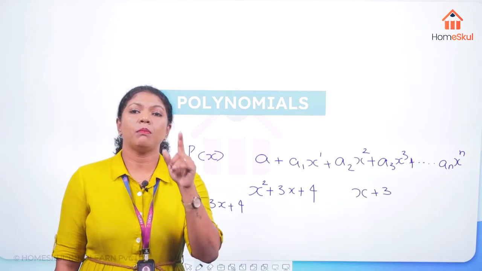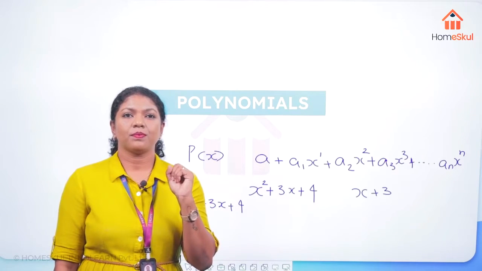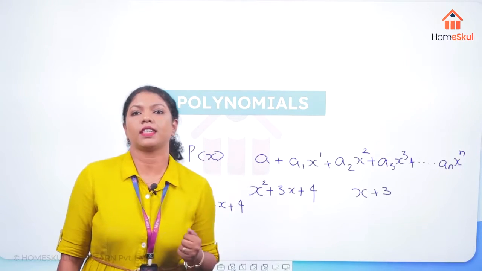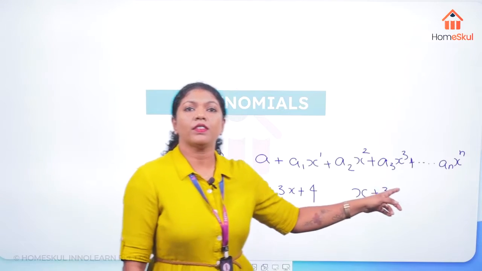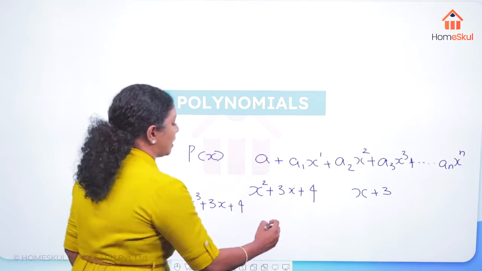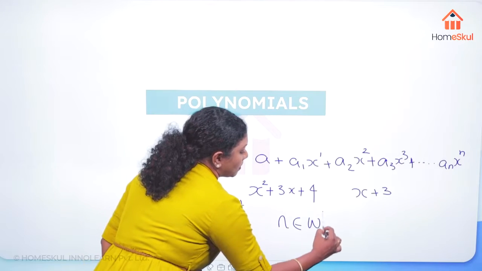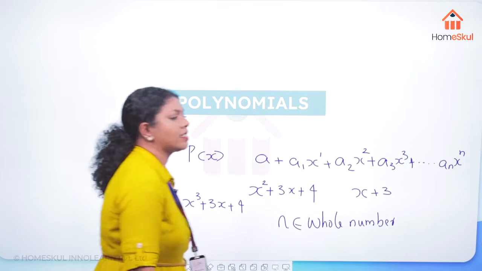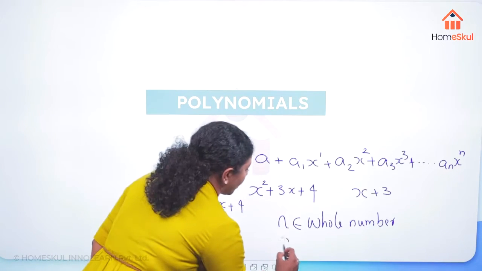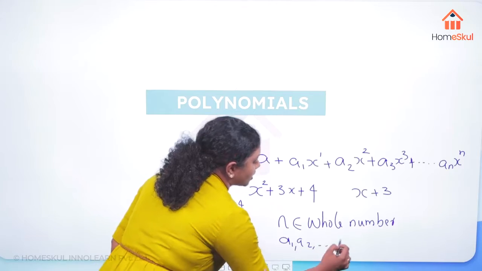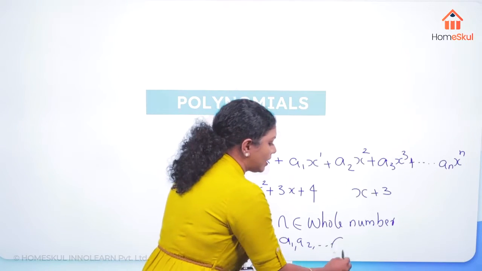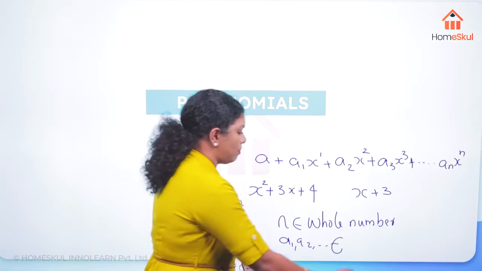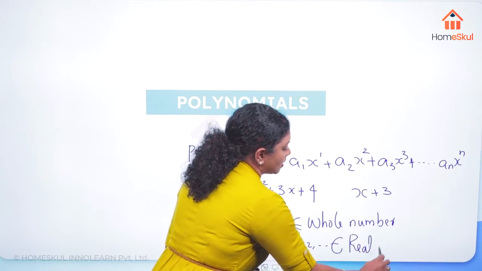The power of the variable must be a whole number. It cannot be a negative number. A whole number, it should be 0, 1, 2, 3, 4, etc. Remember that the power of the variable x should always be a whole number. So n is a whole number. And how about the other numbers, a1, a2, a3, etc., an? All these constants, the coefficients, can be any number. Any number means? It can be real numbers. It belongs to the real number system. Okay.